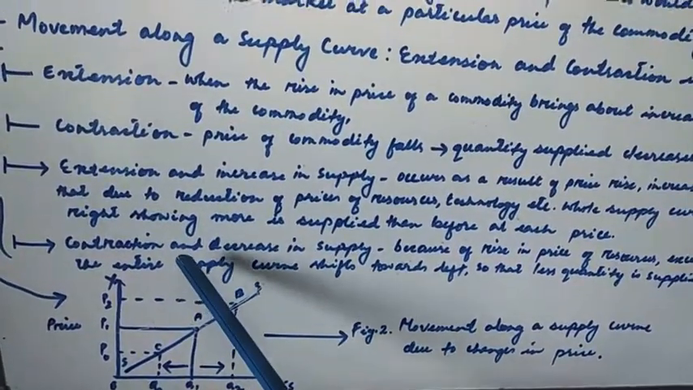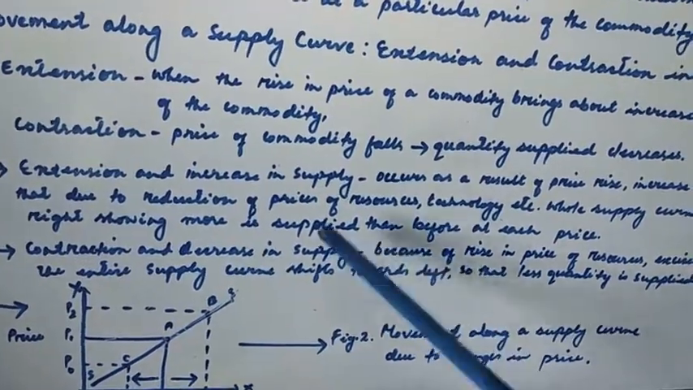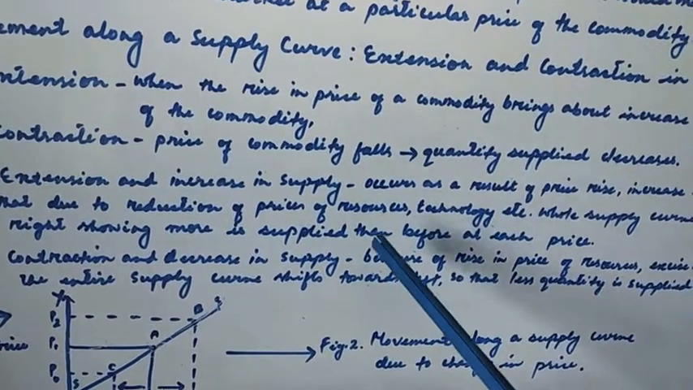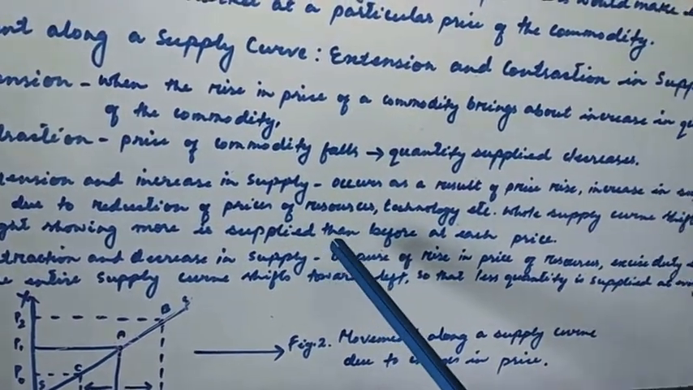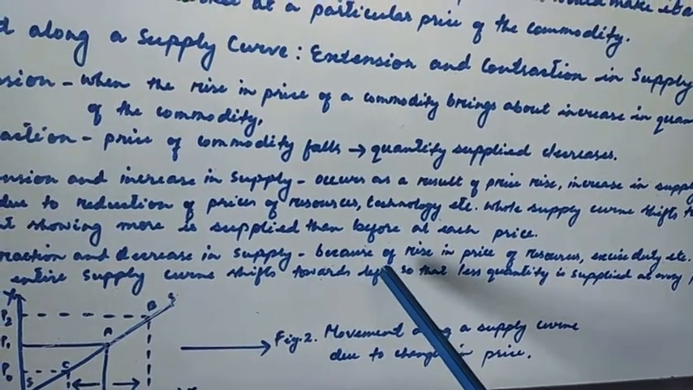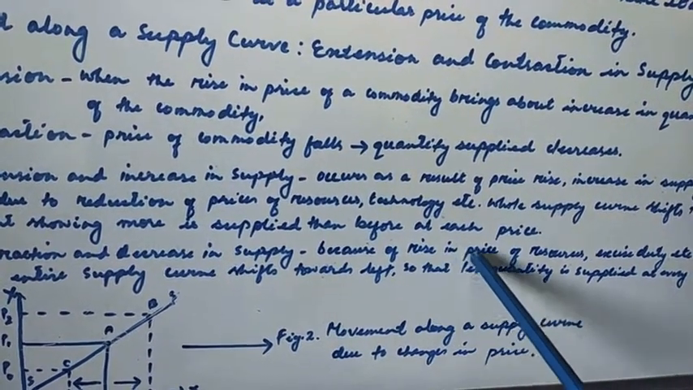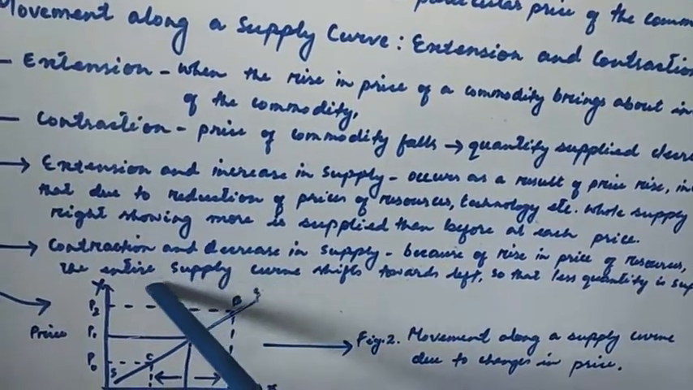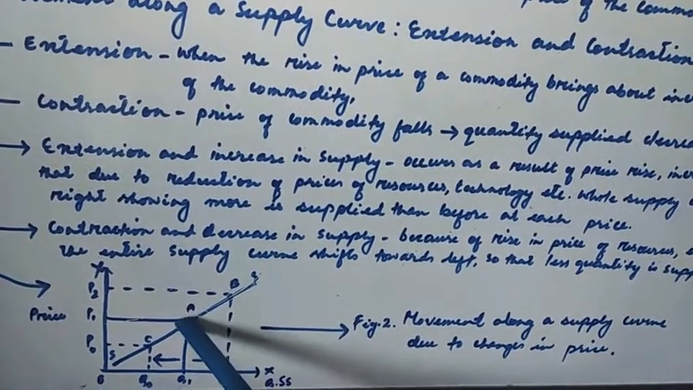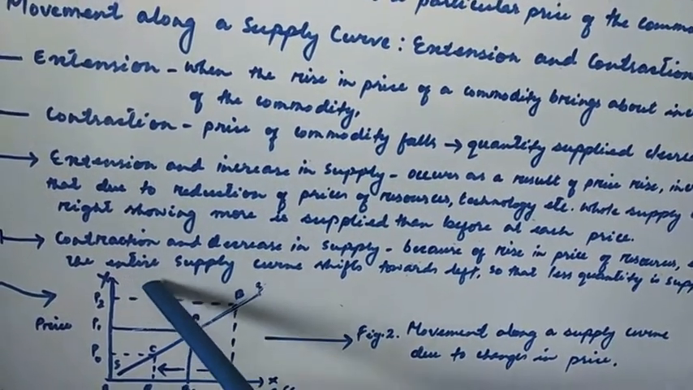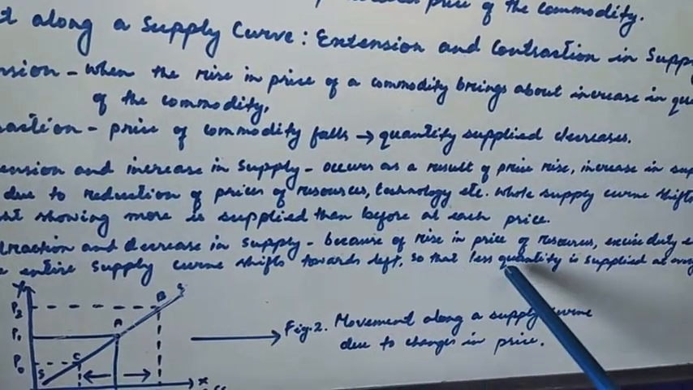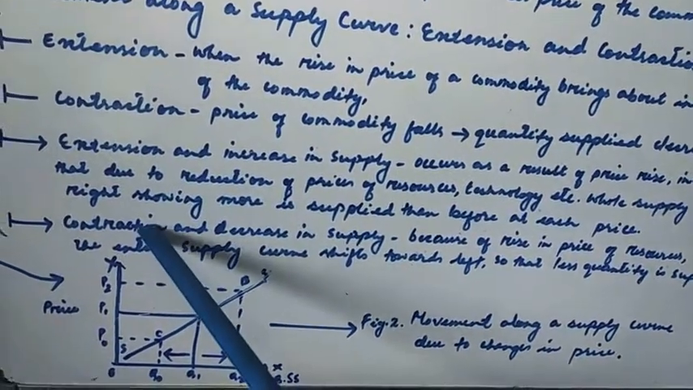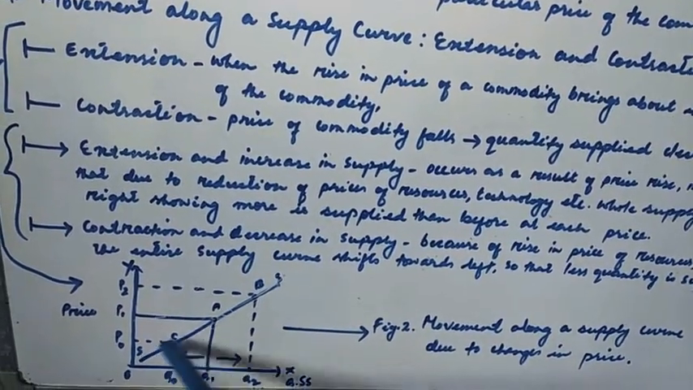And contraction happens, as we have seen, due to the fall in the price, the supply of that commodity also falls. But decrease in supply would mean, because of the rise in the price of resources and then charging of excise duty, etc., the entire supply curve shifts towards the left, showing that less quantity is supplied at every price. So even in contraction, we are just talking about movement along the supply curve.